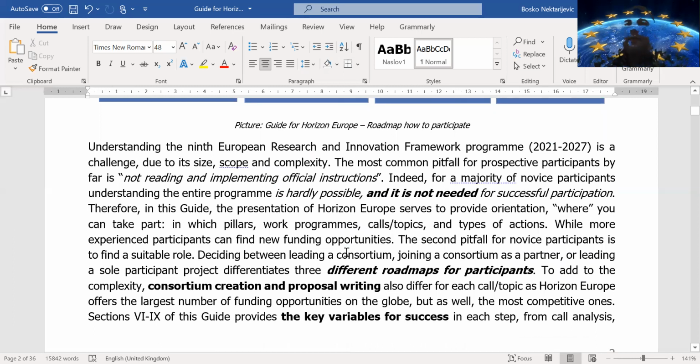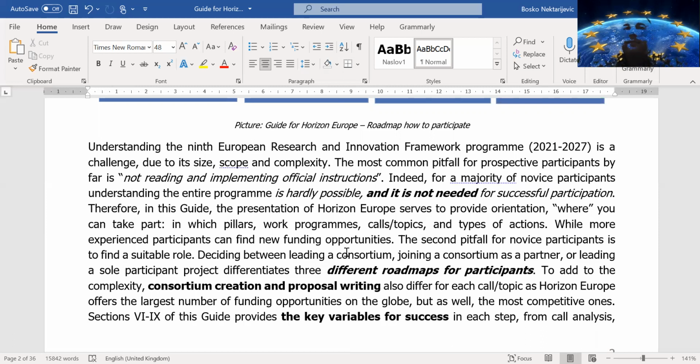Now, many of the people I worked with actually perceive that Horizon Europe is extremely complex, or that there are too many administrative barriers for them to take part, and so on.